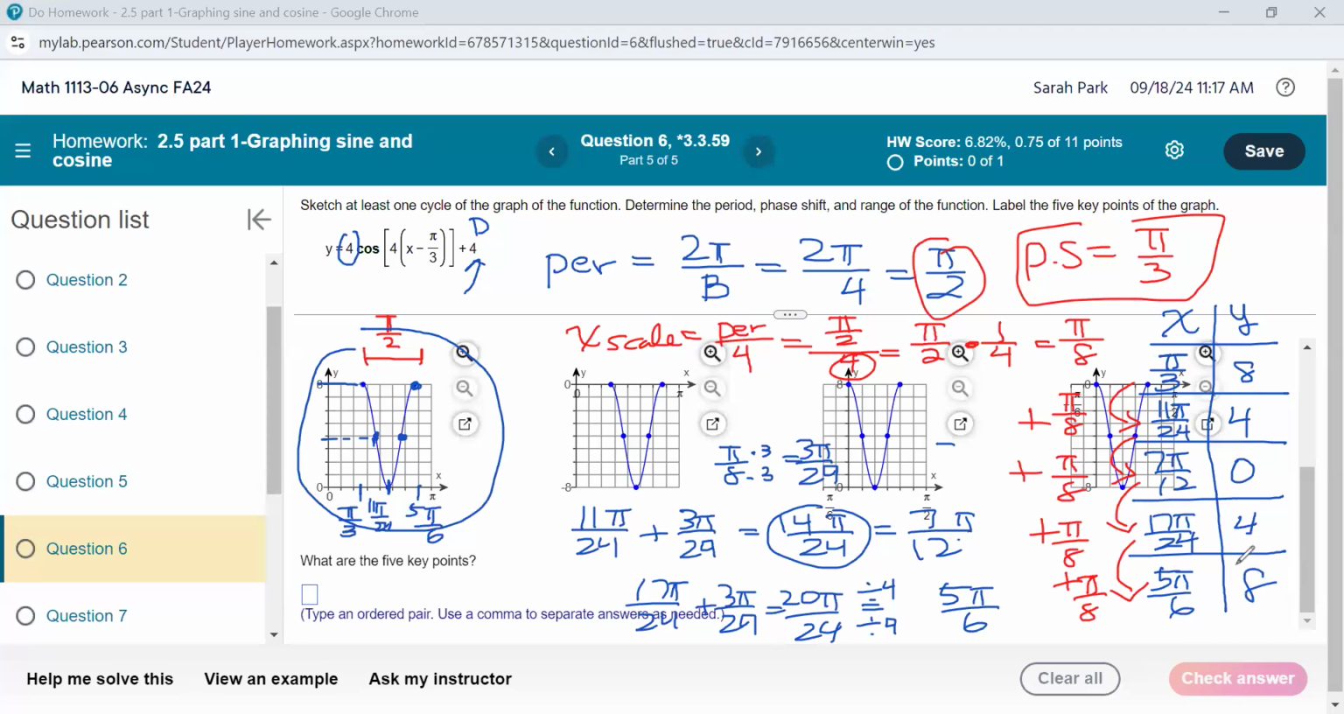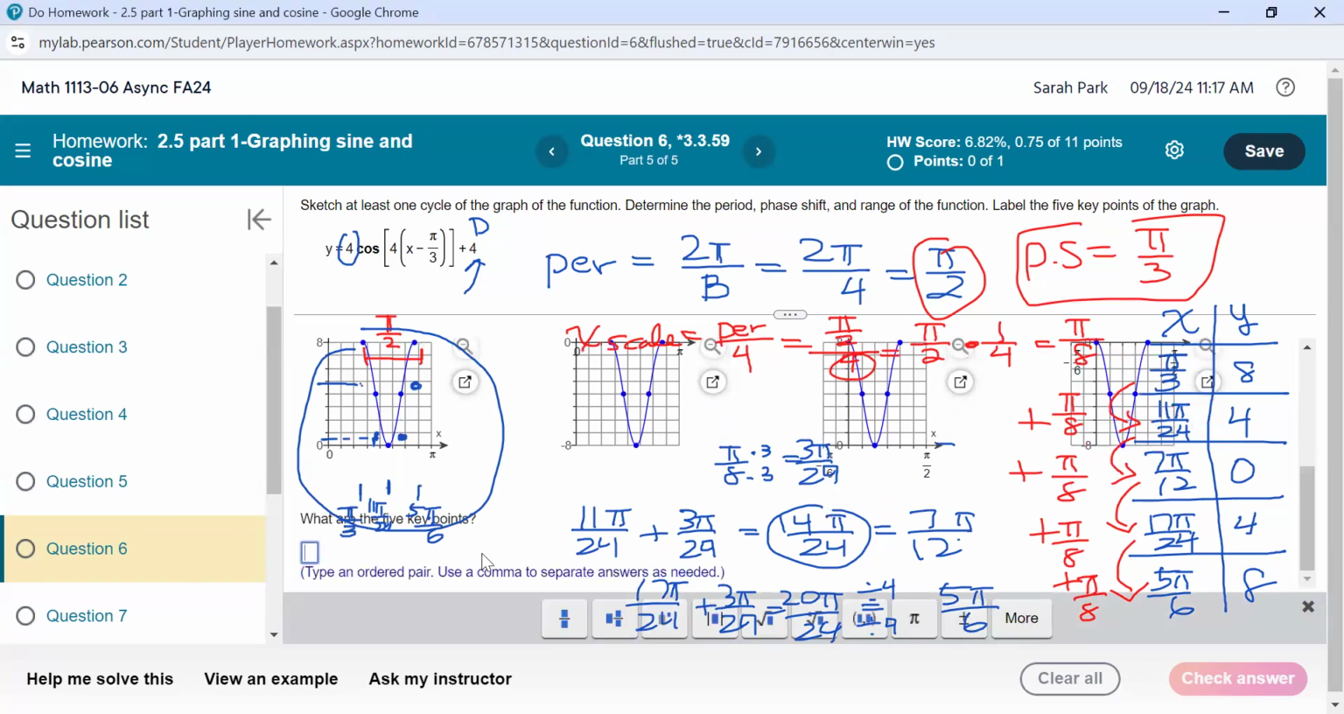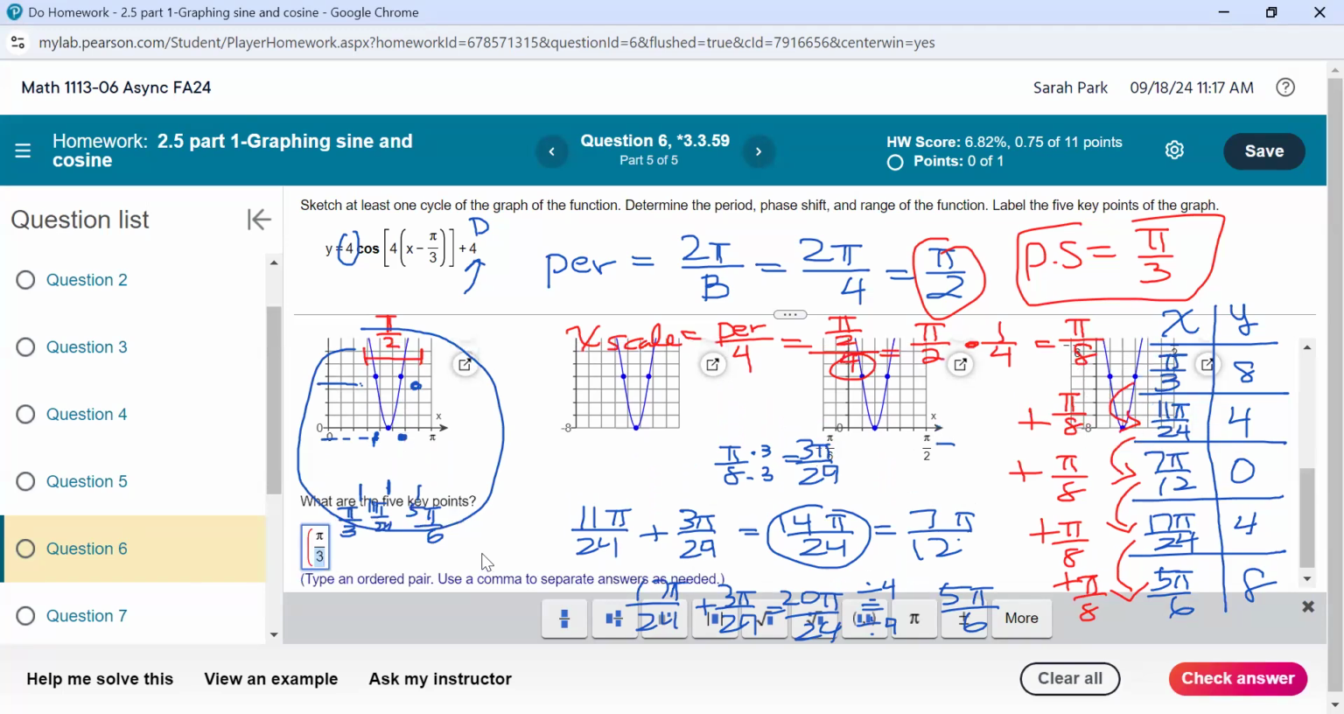Okay, I'm hoping I didn't make any calculation errors. I'm going to type that all in. And you have to type in all the points as pi over 3, comma, 8.